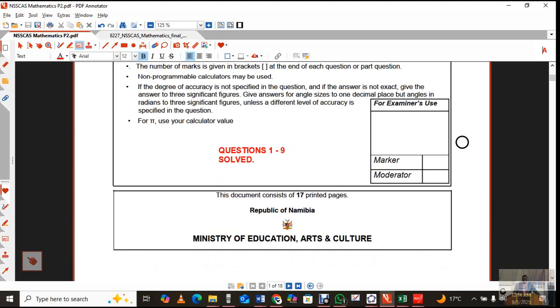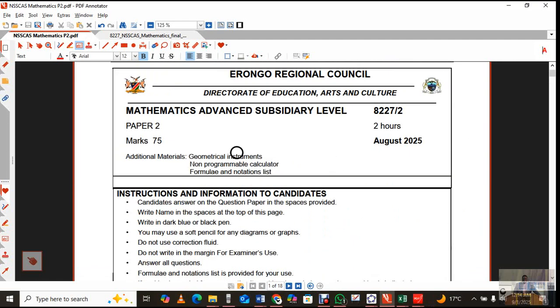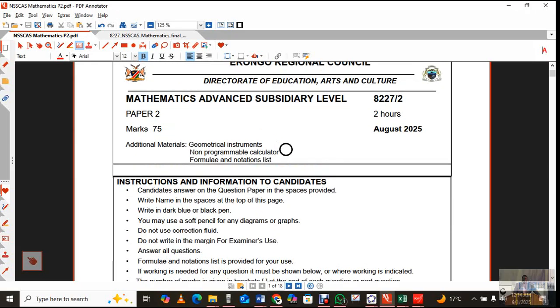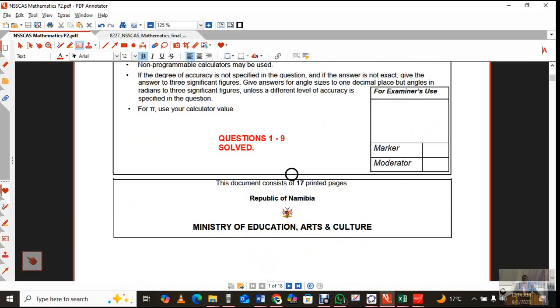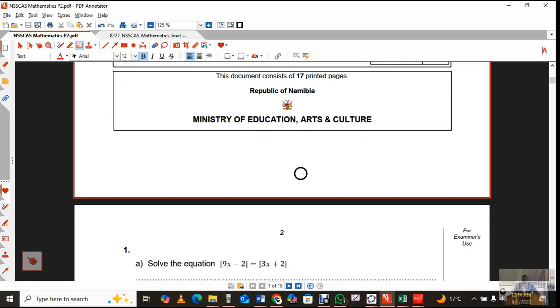So I am doing paper 2 of the AS level that was written on the 25th of August in Erongo region. I'm only going to do questions 1 up to question 9, and then I will be uploading the others tomorrow, question 10 up to question 12.